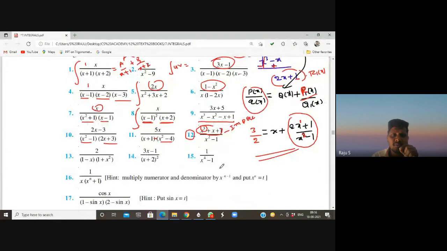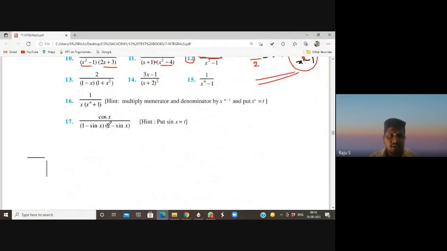Other than that, is it involving any other function like logarithmic, exponential, trigonometric? Yes, a few questions are there, like the 17th question. They have given it in terms of cos and sin. By taking sin x equal to t, when I take sin x equal to t, cos x dx is equal to dt.